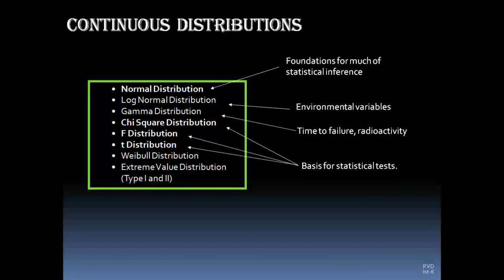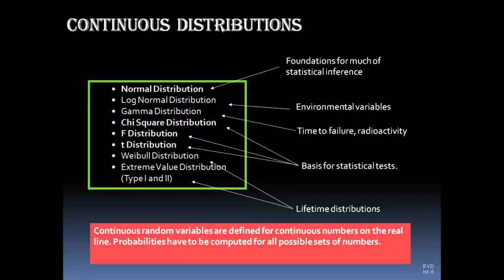And these three, chi-square distribution, F distribution, T distribution, are the basis for statistical tests. And the Weibull distribution and extreme value distribution are the lifetime distributions. And continuous random variables are defined for a continuous number on the real line. Probabilities have to be computed for all possible sets of numbers.